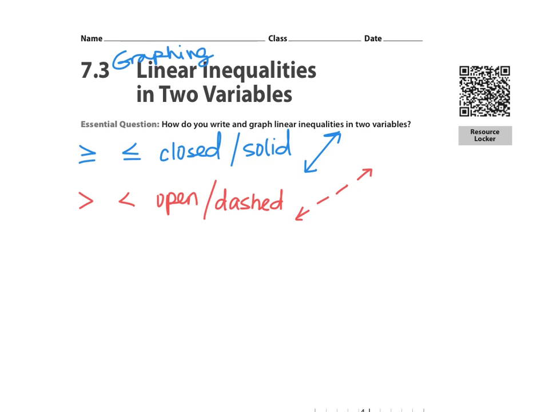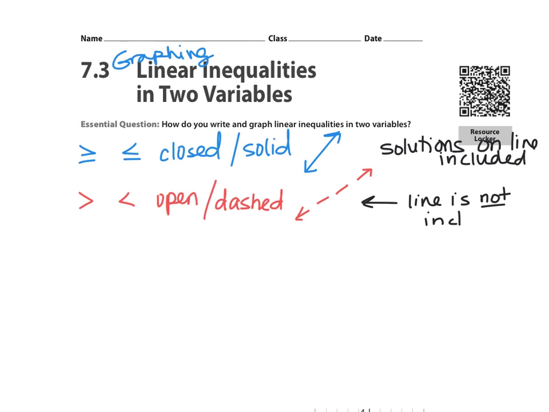One thing that you need to know about both of these, solid solutions. So we talked about solutions today. They are on the line. So here solutions are on the line, and solutions are included. If it's a dashed line, that means the line is not included. So when I pick solutions, I can't really pick points on the line, and we'll talk about how we pick points.